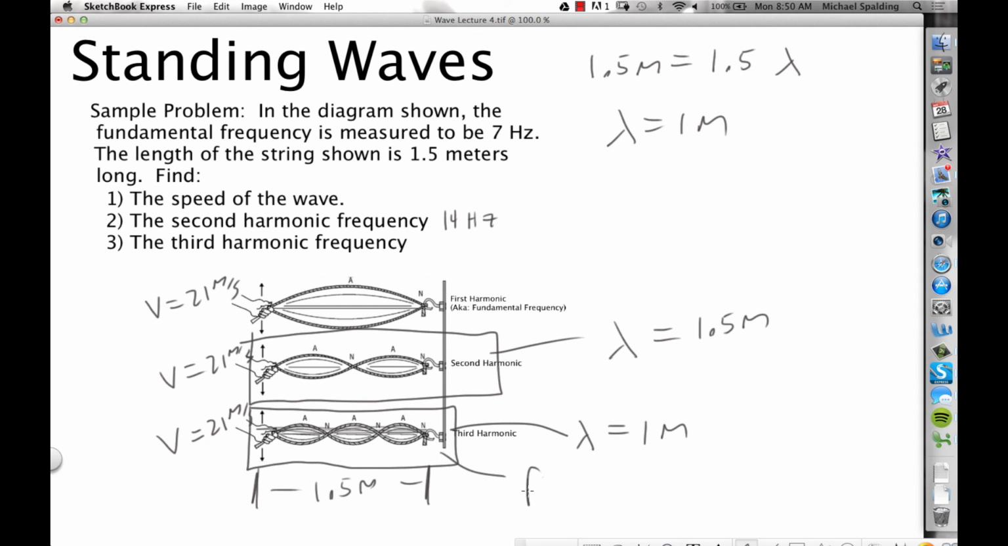So now what's the frequency? To get the frequency, velocity is wavelength times frequency. So frequency is going to be velocity over wavelength. That's 21 meters per second over 1 meter. That gives 21 hertz.